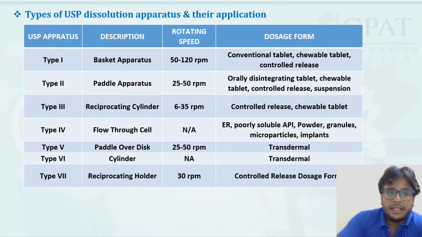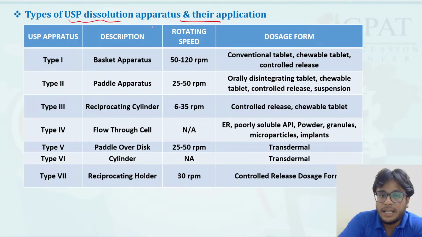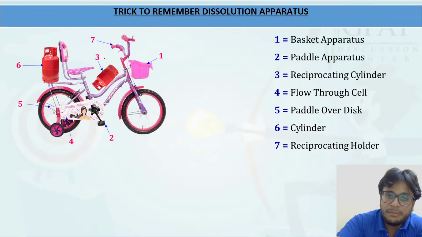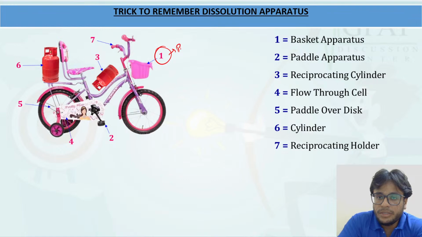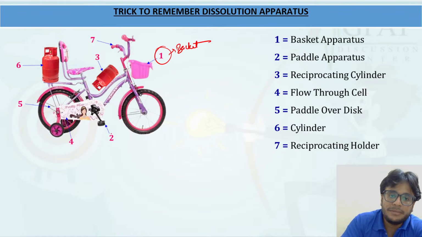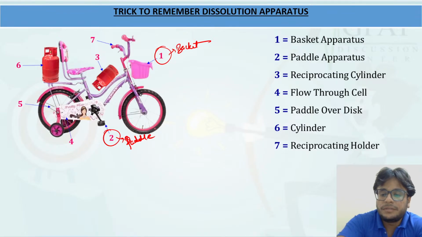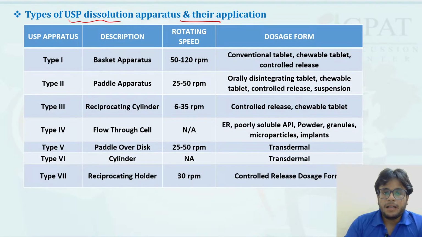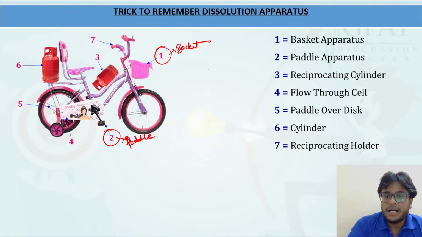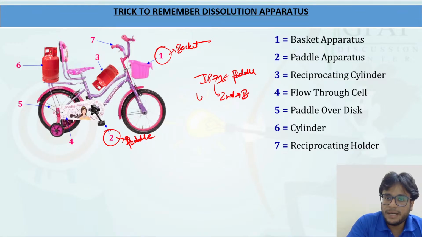Moving towards our next topic, there are different kinds of USP dissolution apparatus and their applications. The first one we have to remember with a trick. The first apparatus is the basket, and the second apparatus is the paddle. This is reversed in the case of IP: the first one is the paddle, and the second one is the basket.